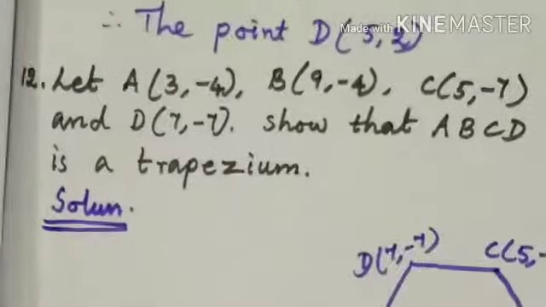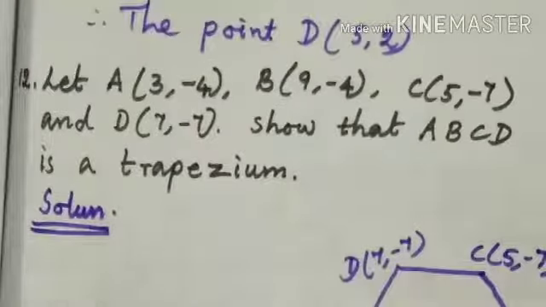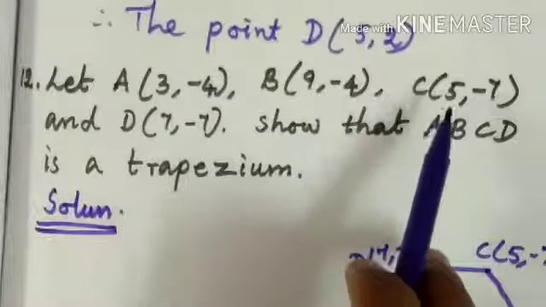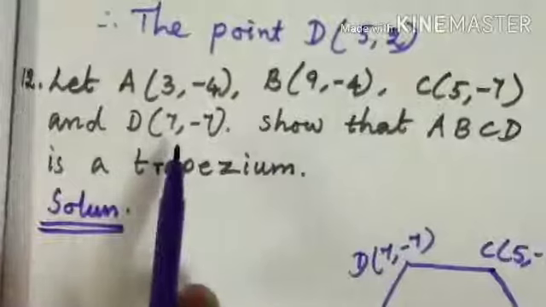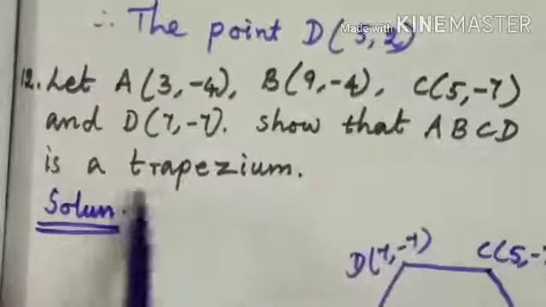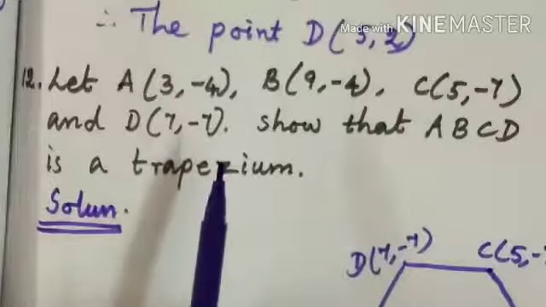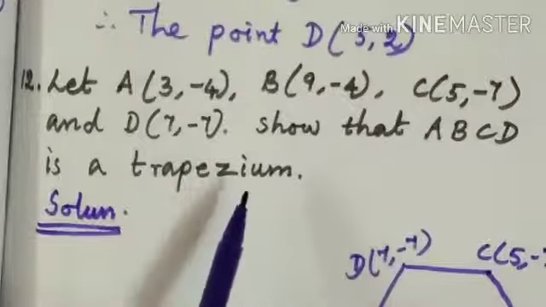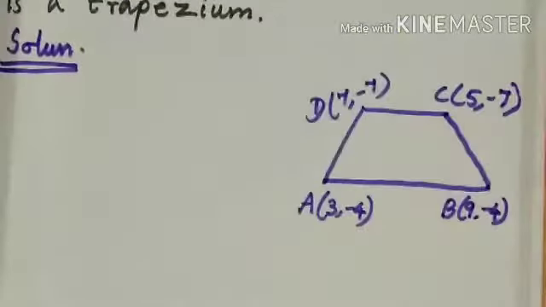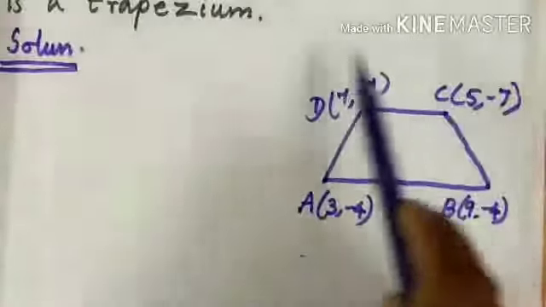Let us move on to the 12th sum. See the question. Let A 3, minus 4, B 9, minus 4, C 5, minus 7 and D 7, minus 7. Show that ABCD is a trapezium. In this question, the points A, B, C, D are given. We have to prove these points form a trapezium. In solution, first you draw the diagram of the trapezium and mark the given points.